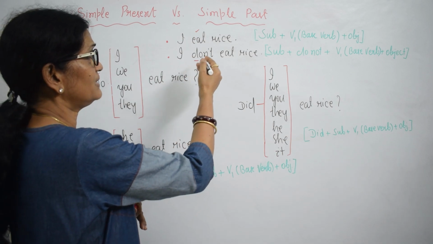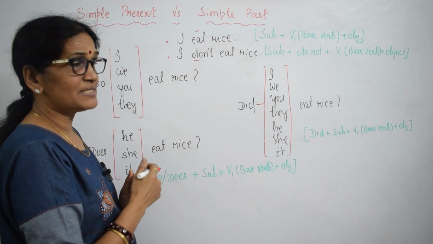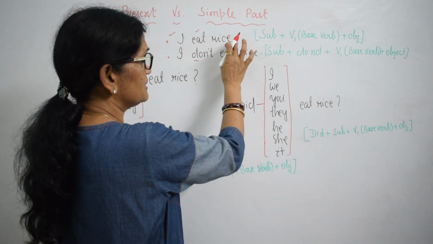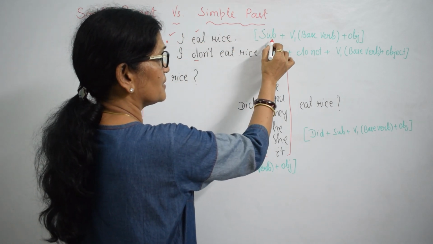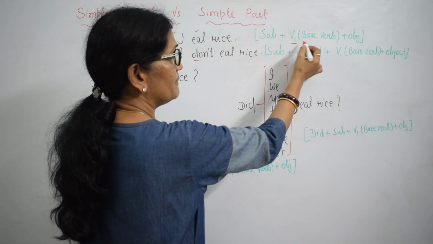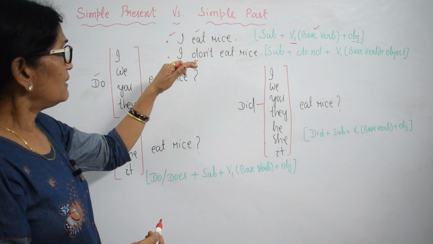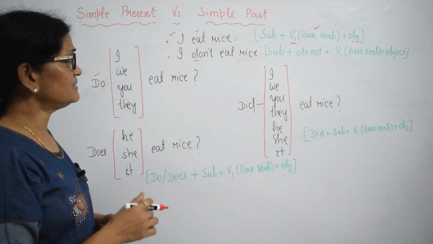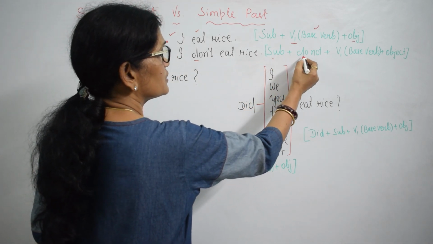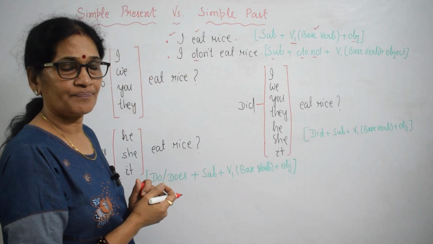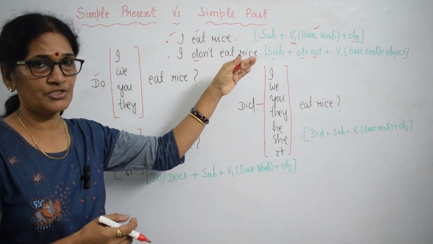Right? So what is the structure for simple present positive sentence? For simple present, the structure is subject plus verb 1, base form of verb, plus object. Right? And for negative sentence in simple present, subject plus do not plus base form of verb plus object. Okay, these are the structures.